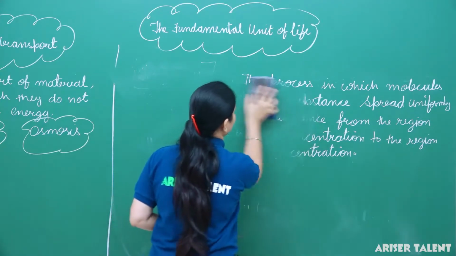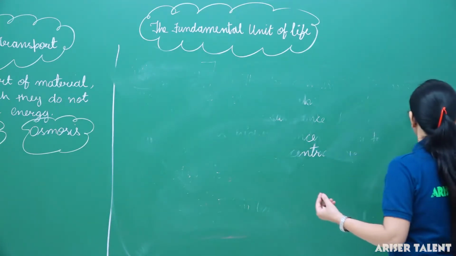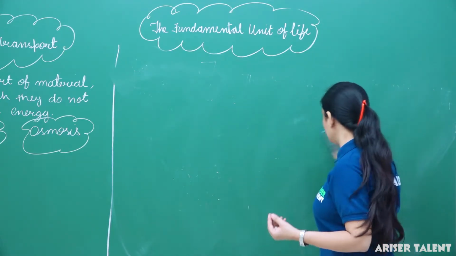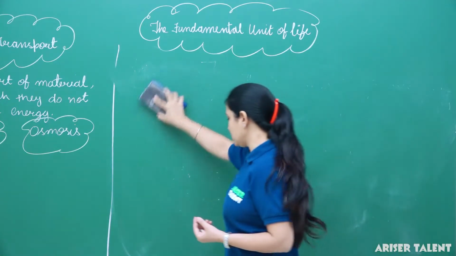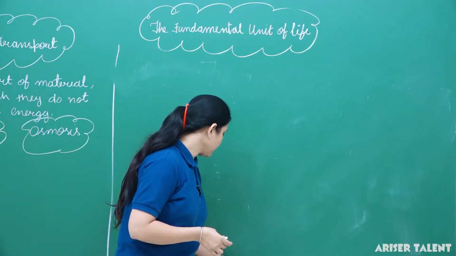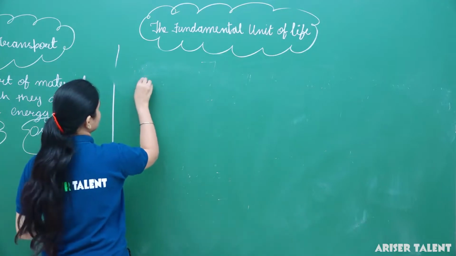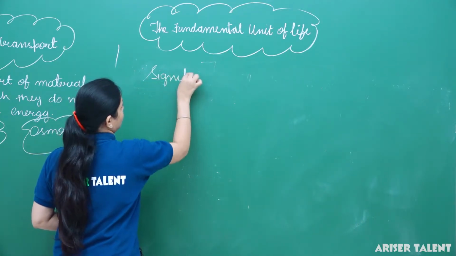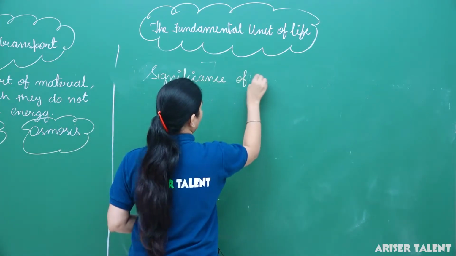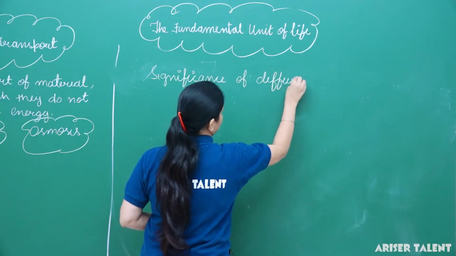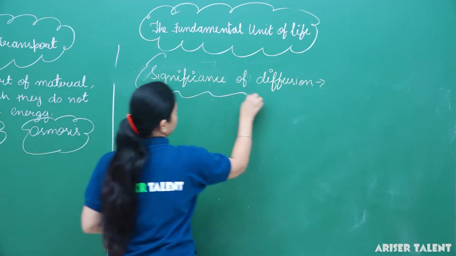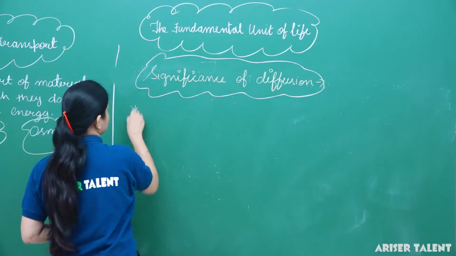What are the examples of diffusion? Transport of food in phloem also takes place by diffusion only. Loss of water from the plants in the form of transpiration also takes place by diffusion only. So next is the significance of diffusion. What is the significance of diffusion?